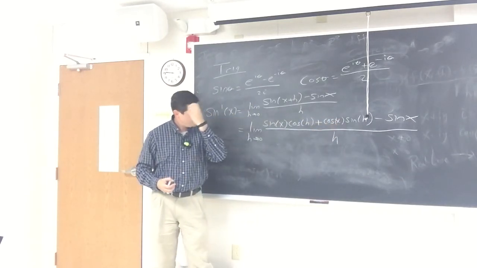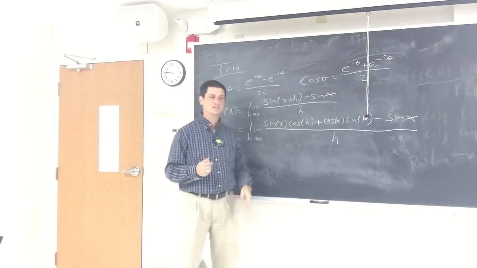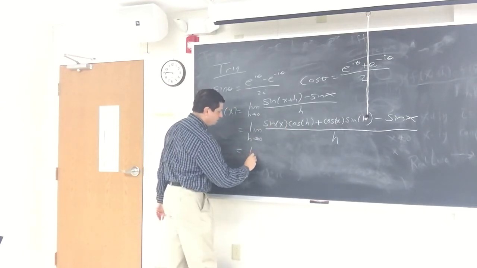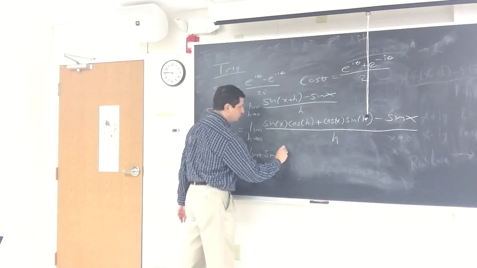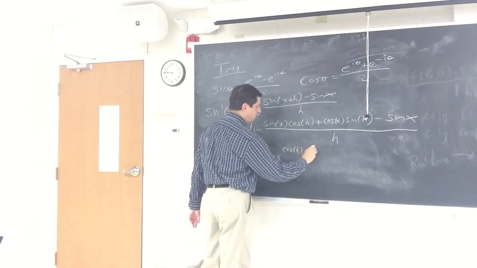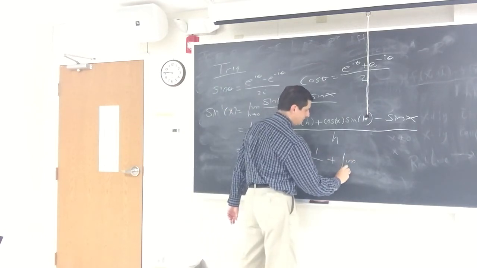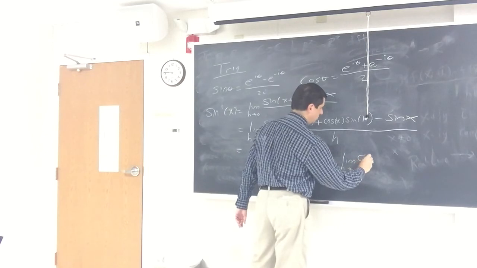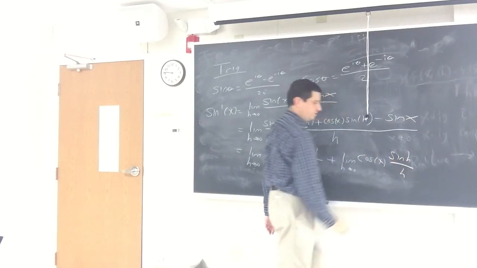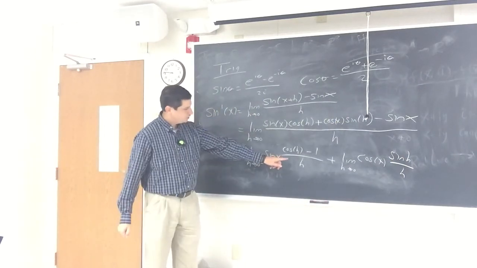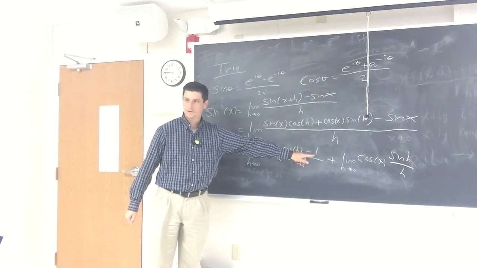So I'm going to assume you're comfortable with limits. The limit of a sum is the sum of the limits, the limit of a difference too, so long as the limits exist. So this is really the same as the limit as h goes to 0 of sine of x times (cosine of h minus 1) over h, plus the limit as h goes to 0 of cosine of x sine of h over h. And now if you look at what's going on over here, how should I write 1?